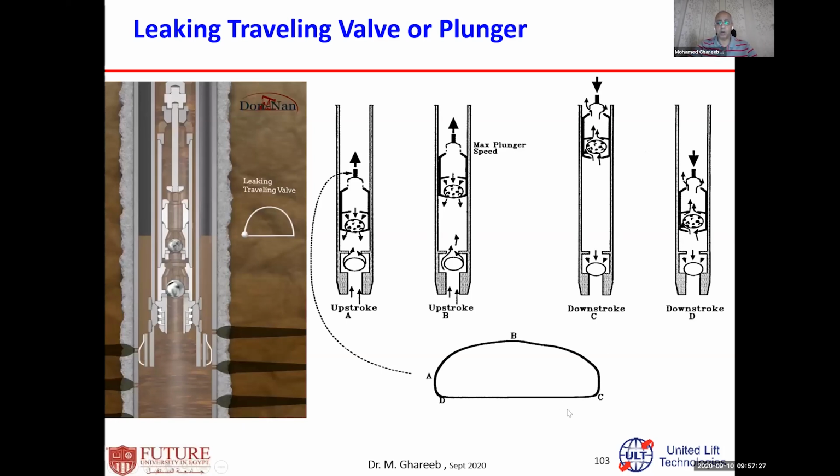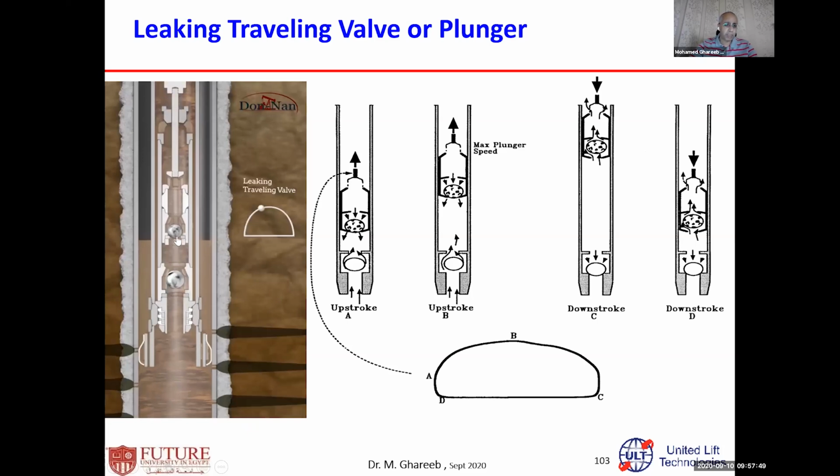The lower part of the downhole card represents the standing valve operation. Try just to remember this. If I have the upper part like this, that means traveling valve because it's a high load, and who's lifting the high load here is the traveling valve. The traveling valve here is leaking. So when you have this shape, that means the traveling valve is leaking.